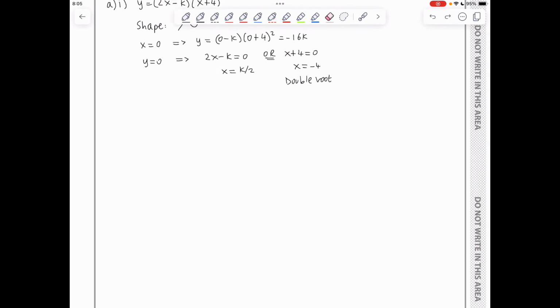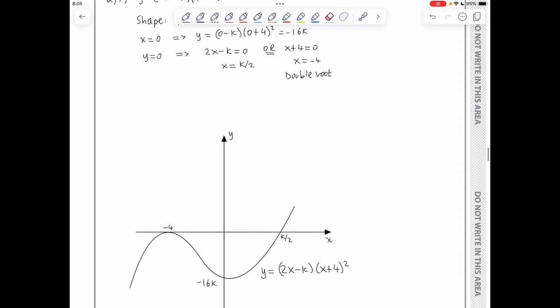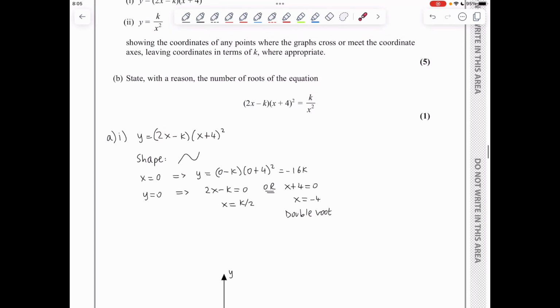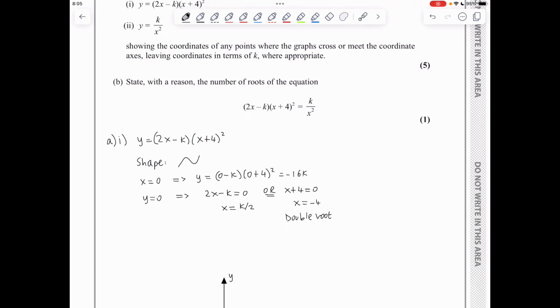So this should look something like this. We've got the double cut at the negative 4. We've got the other cut at k over 2, and we are cutting the y-axis at minus 16k. Now, for part II, it's the graph of y is k over x squared. We know this is a reciprocal curve. We have the x squared in the denominator, so because x squared is never negative and k has been given to be positive, it means that y will always be positive. We've got asymptotes, the x-axis and the y-axis, and the graph should look something like this.